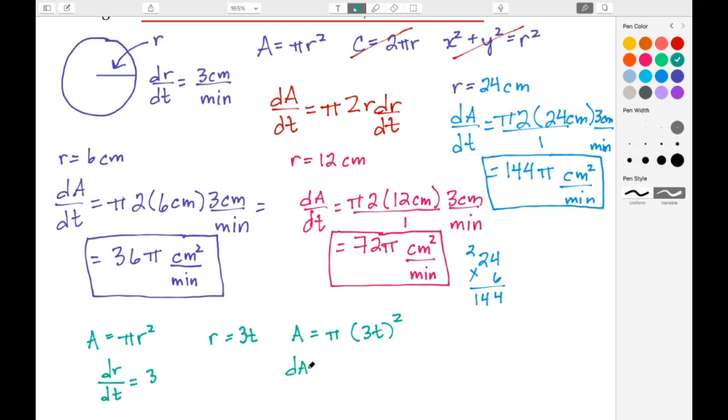So here we have dA/dt. We're going to keep the constant pi. We have to use the chain rule because of what we have inside here. So first the power rule: bring the 2 down front, rewrite the 3t, and decrement the power to 1, so it's understood to be 1 and we don't need to write it. And then we take the derivative of the inside. Well, the derivative of 3t is just 3.